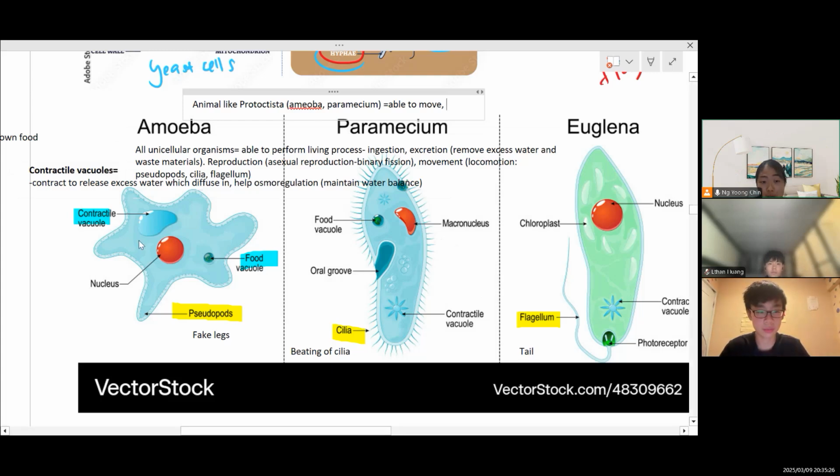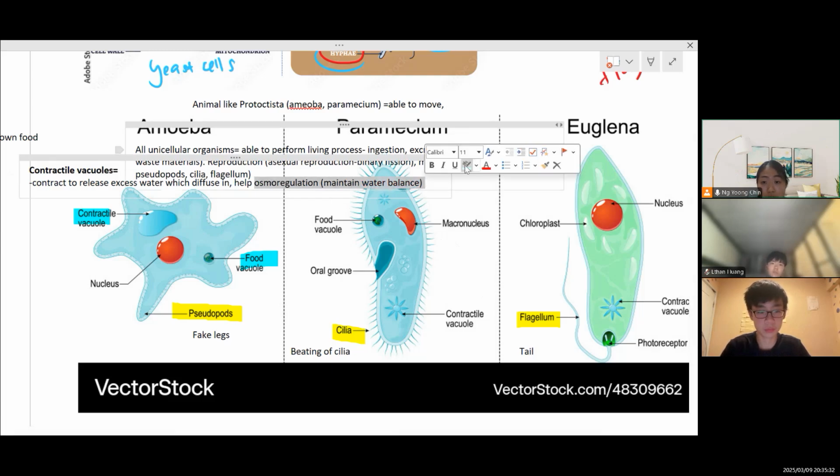The contractile vacuole helps in osmoregulation. Osmoregulation means helping to maintain the water balance in the body of the organism. Just like in a human, the water inside our body is in balance. We cannot have too little water until we suffer dehydration, or too much water, which is overhydration. Everything must be in balance. This water balance is referred to as osmoregulation. They have the contractile vacuole, and they also have the food vacuole, because they are able to perform ingestion.